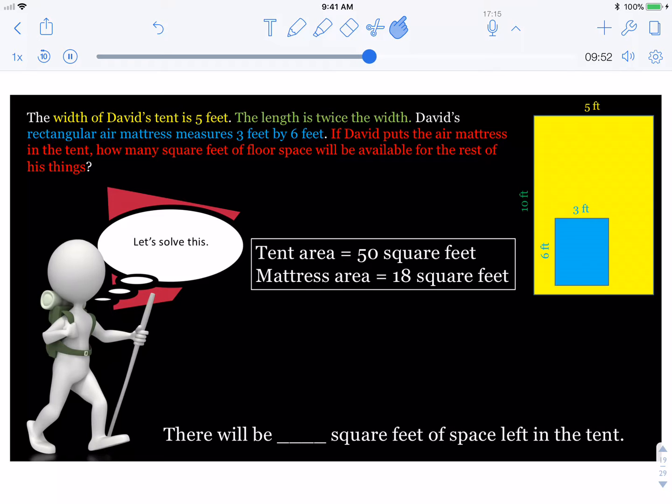So we know that the tent area is 50 square feet. We know the mattress area is 18 square feet. How am I going to figure out how much space I have left? I'm not adding space, I'm taking space away. So what operation would I use to find out how much space I'm going to have left? Okay, let's look at the next problem.